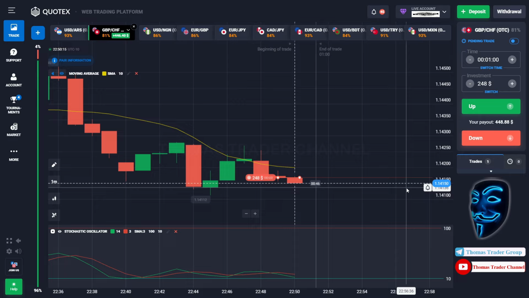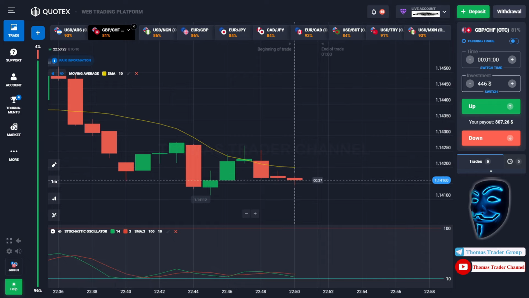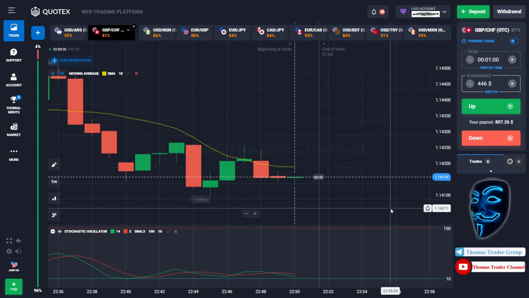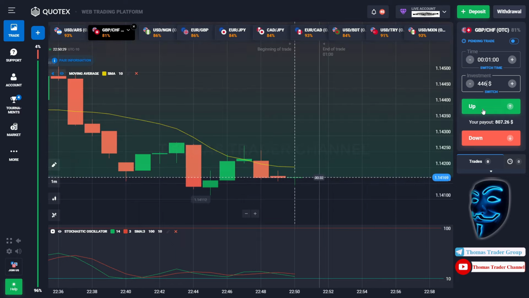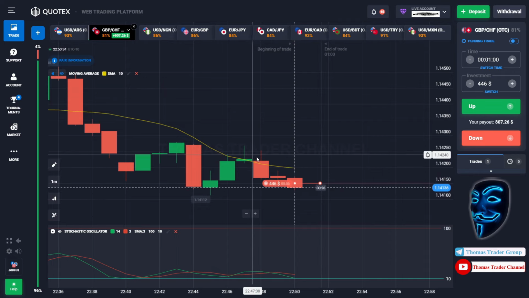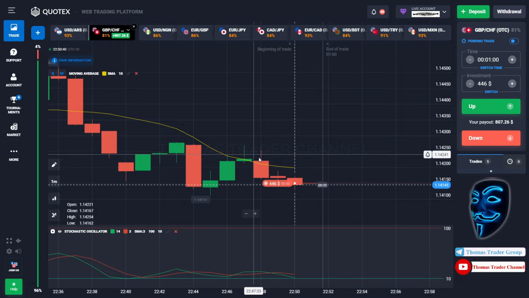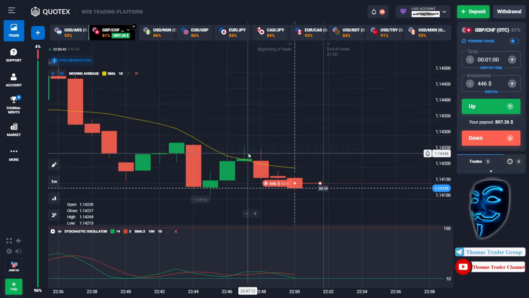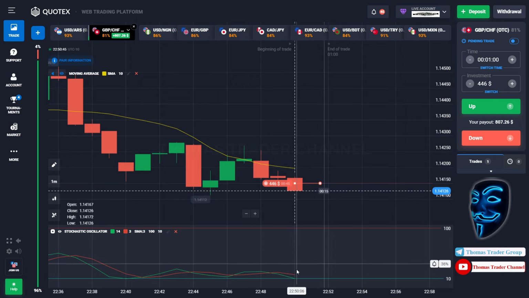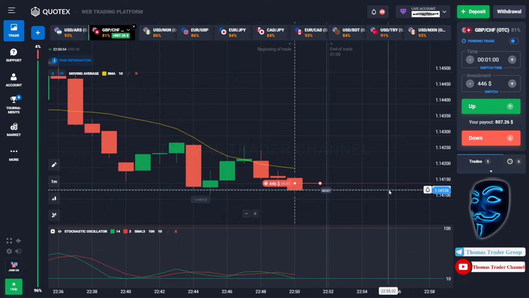We made a right prediction over here. We made a profit of $446. Let's change our investment into $446. And over here we still can open sell for 1 minute. As you can see, the market has just made a rebound on the moving average line. I'm sure that the market will still continue the bearish trend. And it will find the oversold area over here before it makes a rebound. Let's prove it and let's wait till the end of our trade.